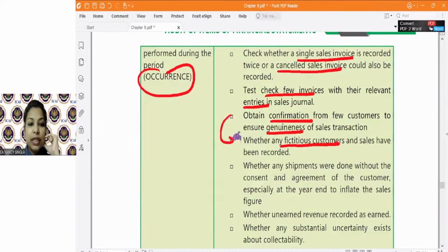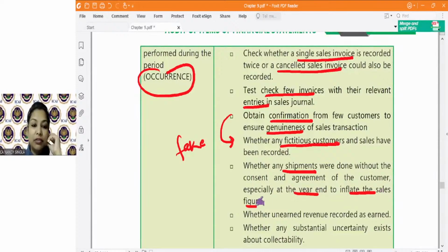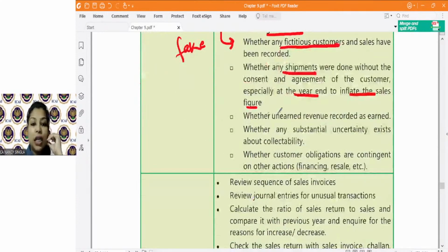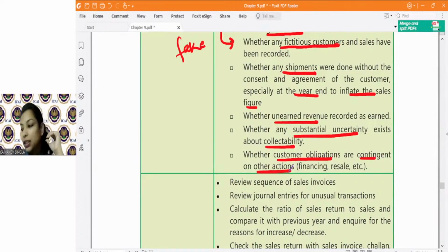Now these points are related so that you can see whether fictitious क्या होता है, fake customers तो नहीं हैं. शिपमेंट्स को चेक कर लो है ना, year end में कि to inflate the sales figure तो नहीं किया है. Unearned revenue तो नहीं है. Unsubstantial uncertainty about collectability नहीं है. Customer obligations which are contingent on other actions.